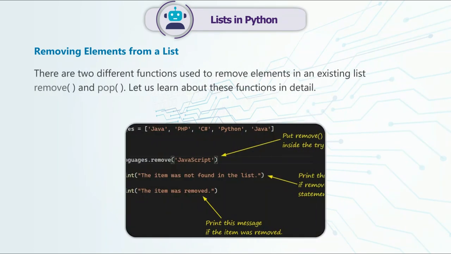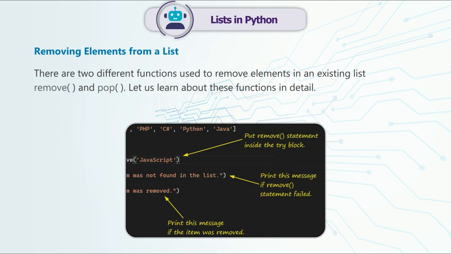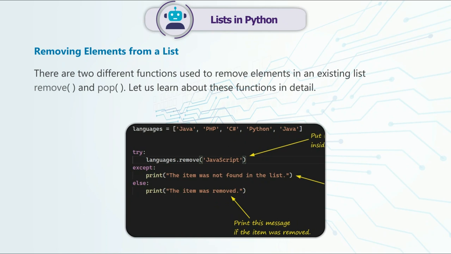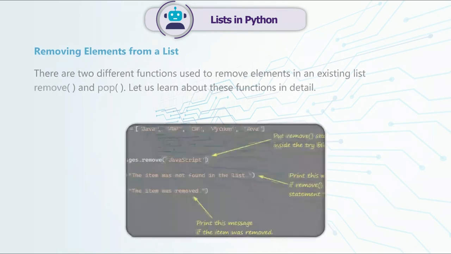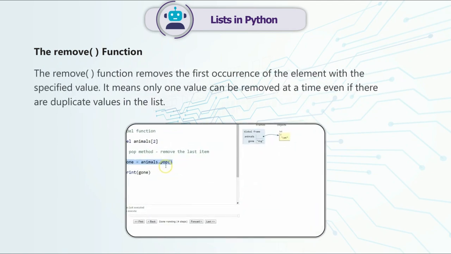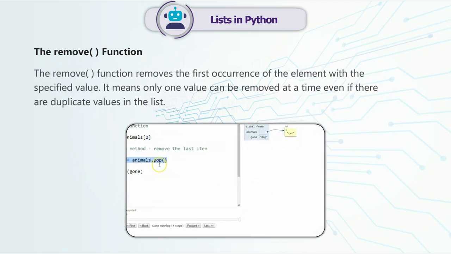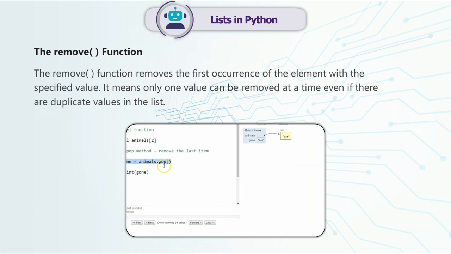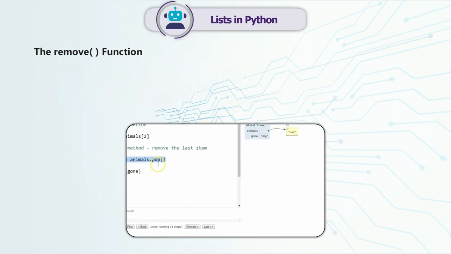Removing elements from a list. There are two different functions used to remove elements in an existing list, remove and pop. Let us learn about these functions in detail. The remove function removes the first occurrence of the element with the specified value. It means only one value can be removed at a time, even if there are duplicate values in the list.